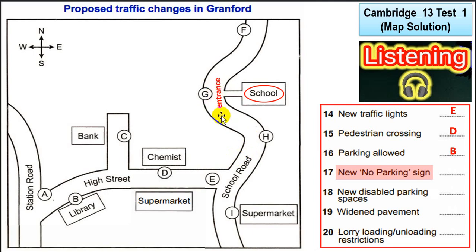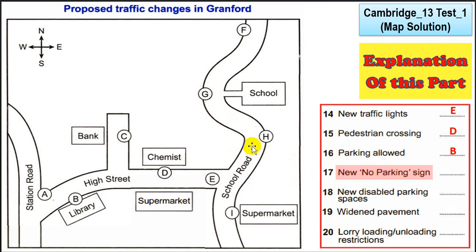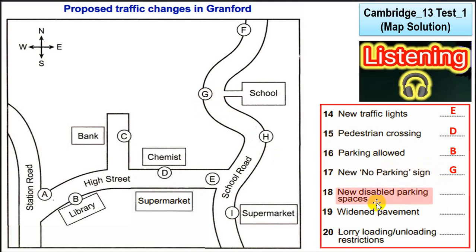There will be a new no parking sign on School Road, just by the entrance to the school, that will improve the visibility for drivers and pedestrians, especially on the bend. So, the position of the new no parking sign will be G. Now we will search for new disabled parking space.